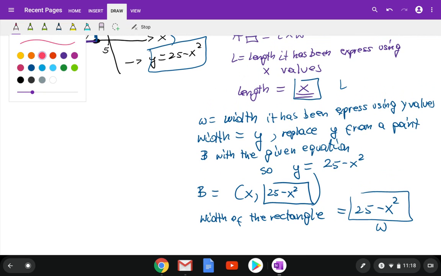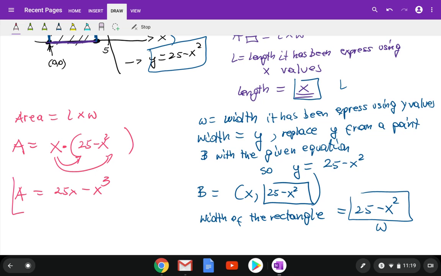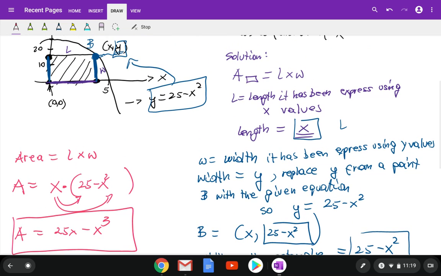Okay, so we're going to create the area. Area equals length times width, but in our case, the length is just x times the width. The width is 25 minus x squared. Simplify, so we're going to distribute x. So the area is equal to 25x minus x to the third power. So what happened? We just built the function in terms of x. This is how you can calculate the area of the rectangle.